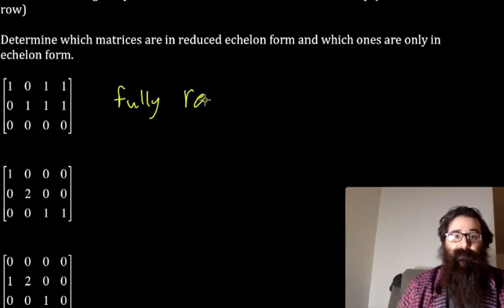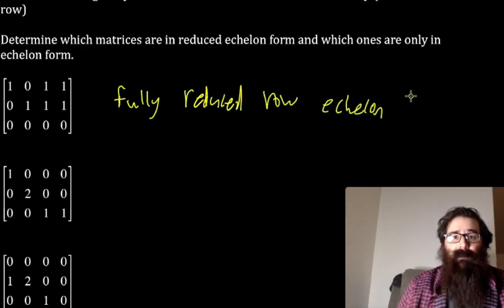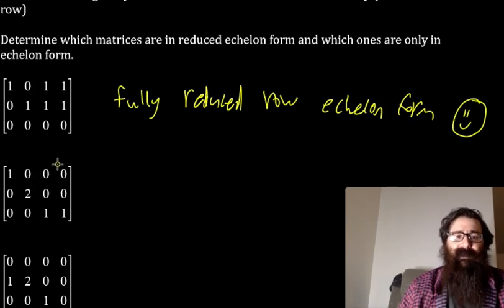So this is fully reduced row echelon form. This one is perfect, so it gets the smiley face. Let's move on to this next example.